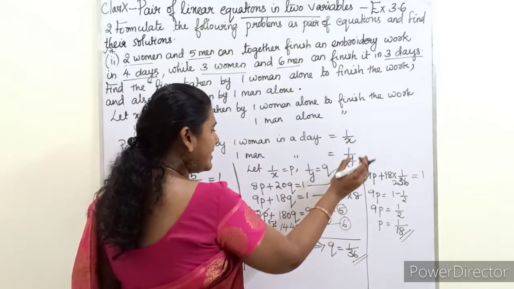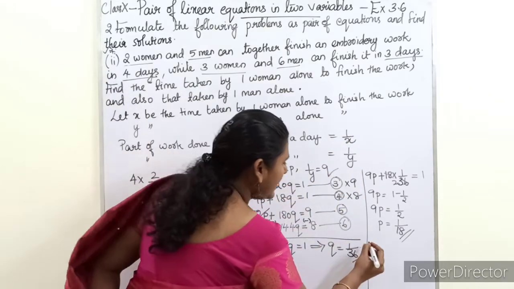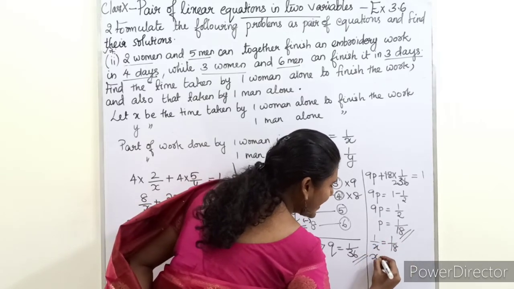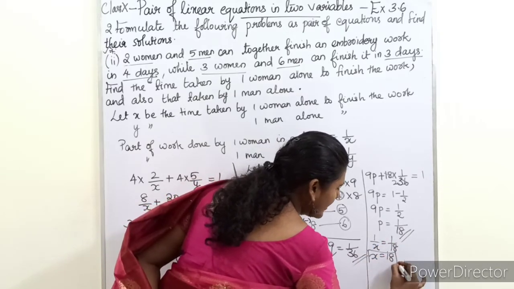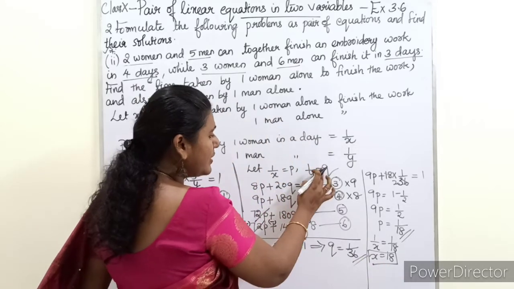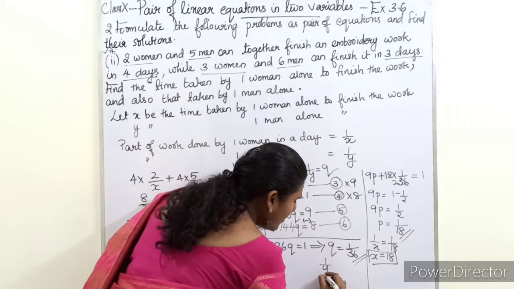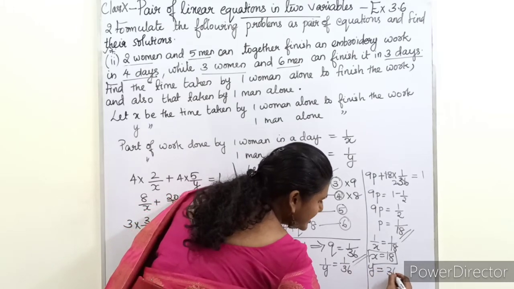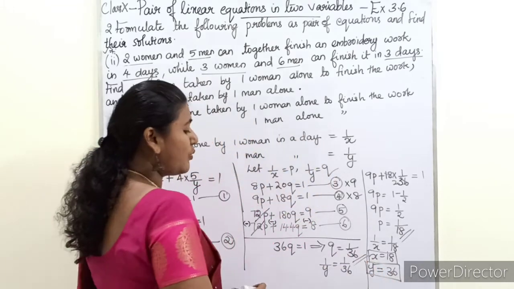Now you will see here, what is p actually? 1 by x. So 1 by x is equal to 1 by 18. So what is the value of x? x is equal to 18. And similarly q is 1 by y. So 1 by y is equal to 1 by 36. So y is equal to 36. So we got the value of x and y.